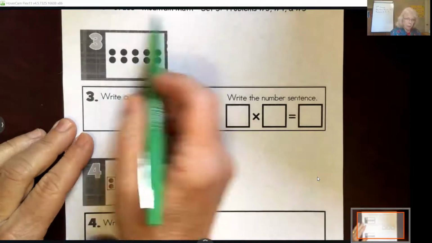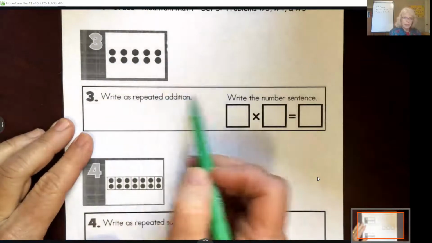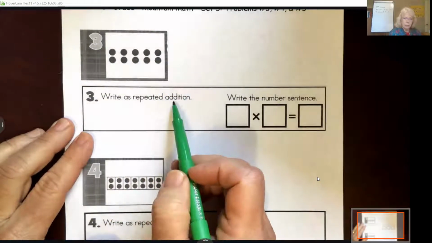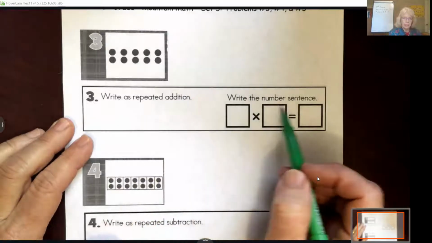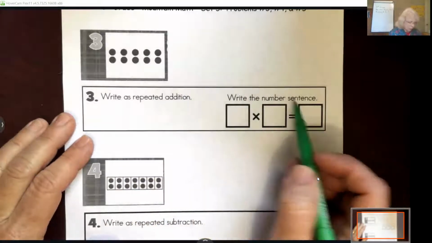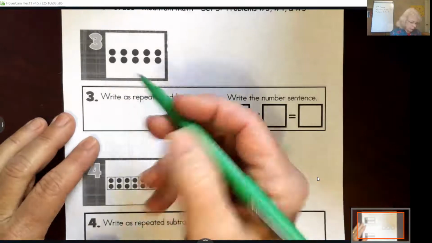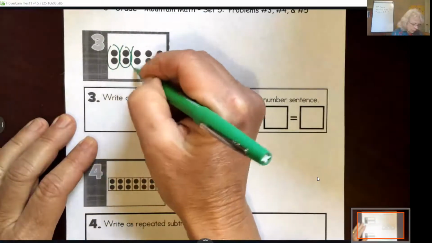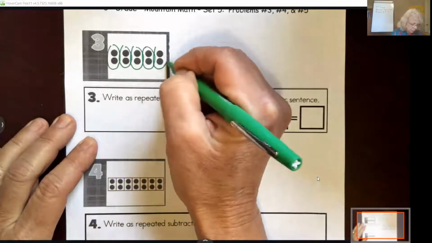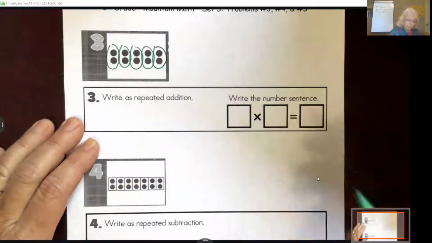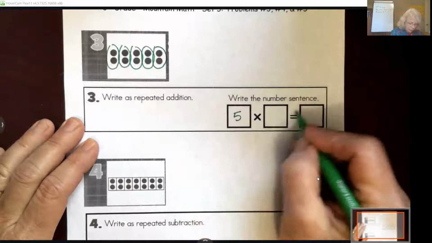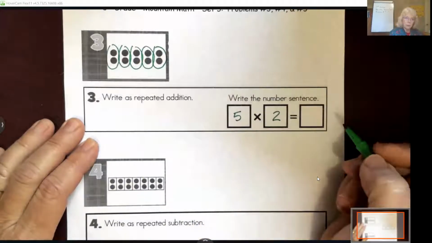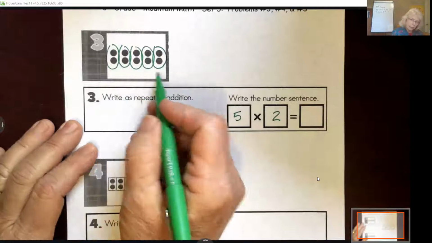So this is our problem up here, and they want us to write it as repeated addition and write it the number sense. So I'm going to turn this into groups and circle groups of 2. So we're going to have 5 groups of 2. Equals, and our repeated addition will add 2s.